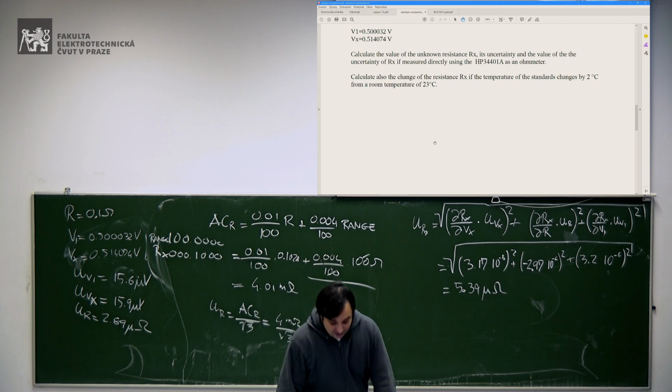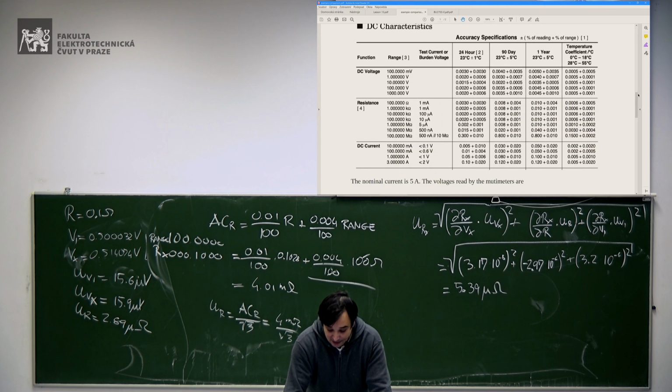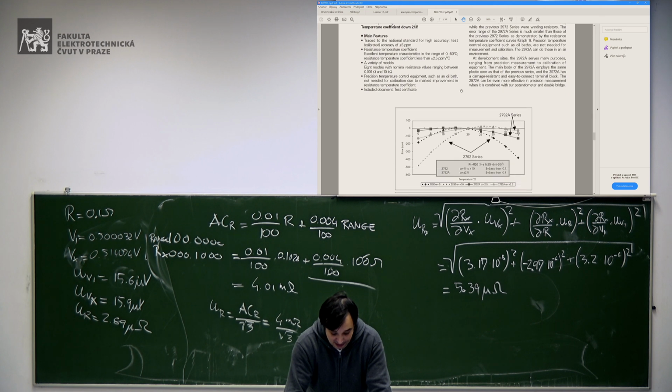Then there is an example here to calculate the change of resistance. If you have a standard which changes the temperature by 2 degrees from a room temperature of 23 degrees. Why? Because this has a temperature coefficient of about plus minus 5 ppm. It's not linear, so here you have also the second order, like I can show you here.